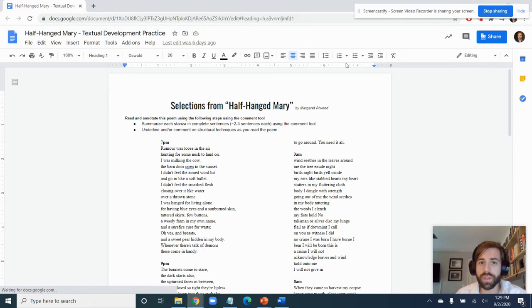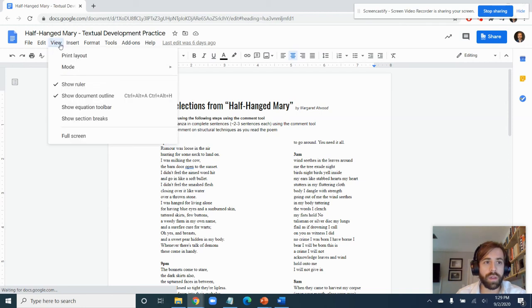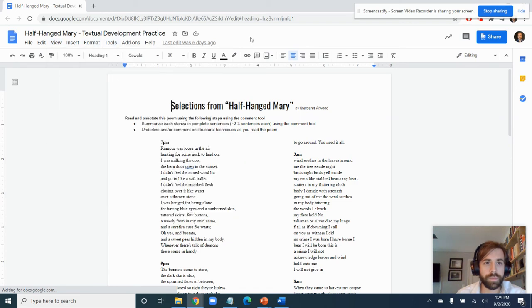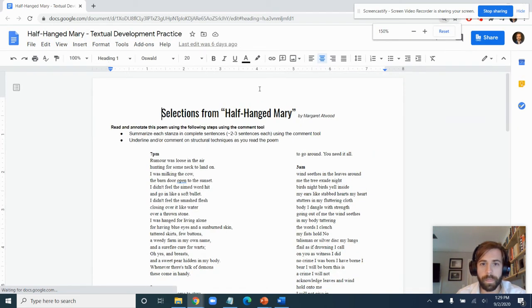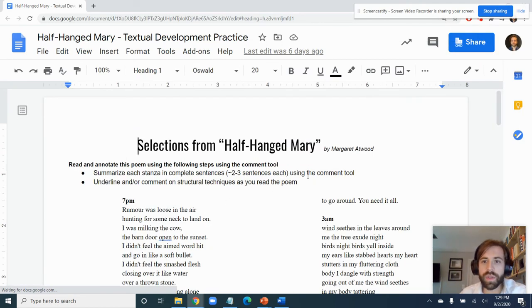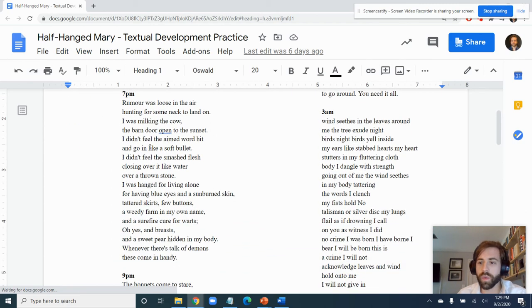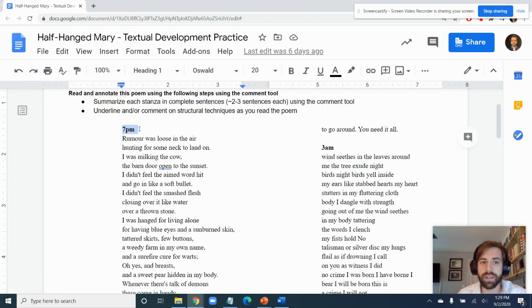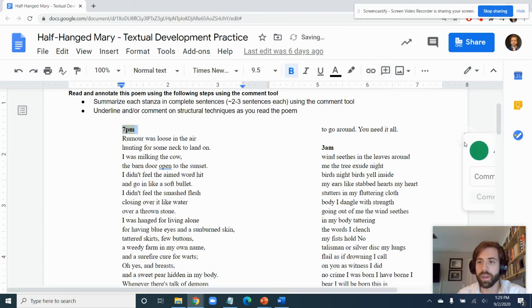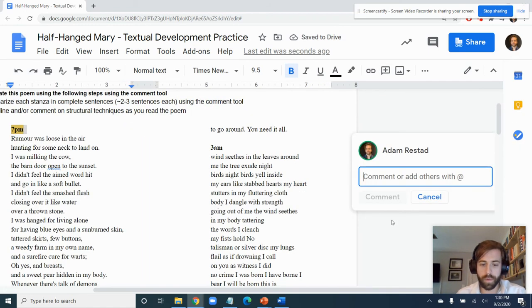So what we're going to use, if I can pull this up, let's zoom in a little bit, maybe. There we go. We're going to be using the comment tool, which is this guy right up here. So say I read a stanza. One of my directions for reading this poem is I'm going to have you summarize each stanza. So I might highlight the stanza title and click either this add comment button or this comment button, and I would write my short summary here.